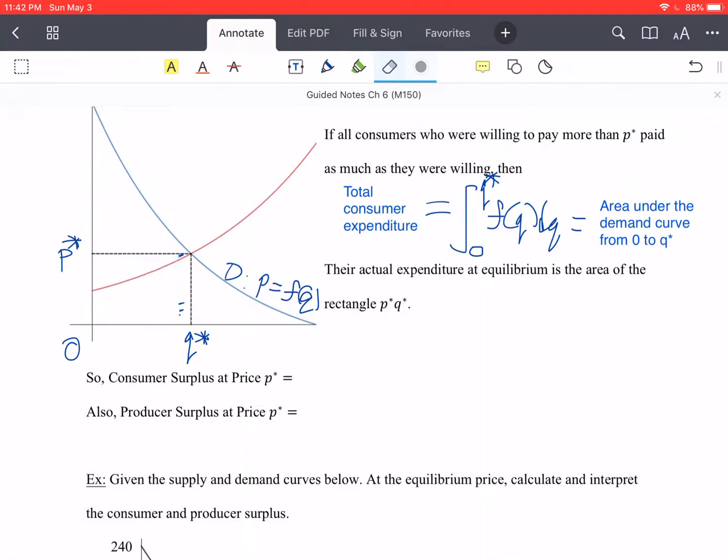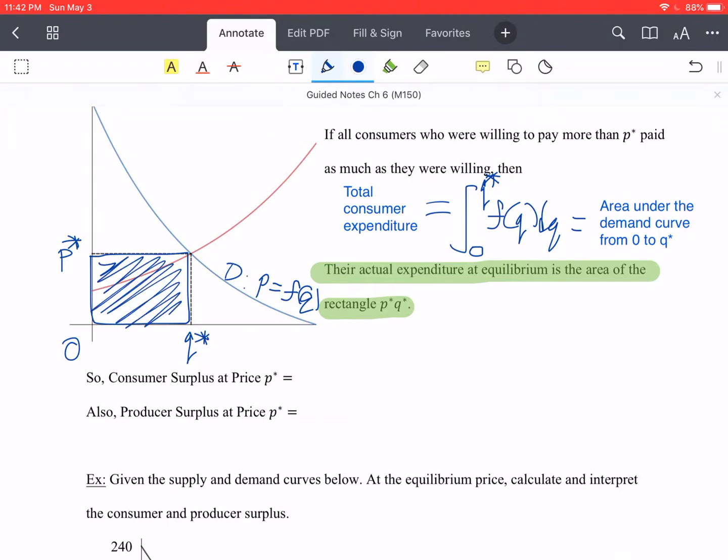So, if we're looking at consumer surplus, the actual expenditure at equilibrium is the area of the rectangle P star Q star. So that's this rectangle right here. This area is how much money they're spending at equilibrium, right? Because this is the equilibrium price. So this is how much money they would spend at equilibrium anyways.